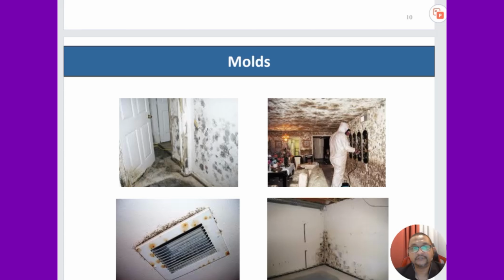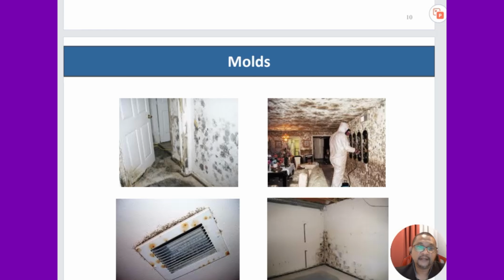Outdoor air pollution: pollutants such as ozone, particulate matter, and vehicle emissions can infiltrate indoor spaces through windows, doors, and ventilation systems. Pollen: outdoor pollen can enter buildings and contribute to indoor allergies, especially during certain seasons. The HVAC system is also a source of indoor air pollution: dirty dust and filters, and poorly maintained humidifiers and air conditioners.